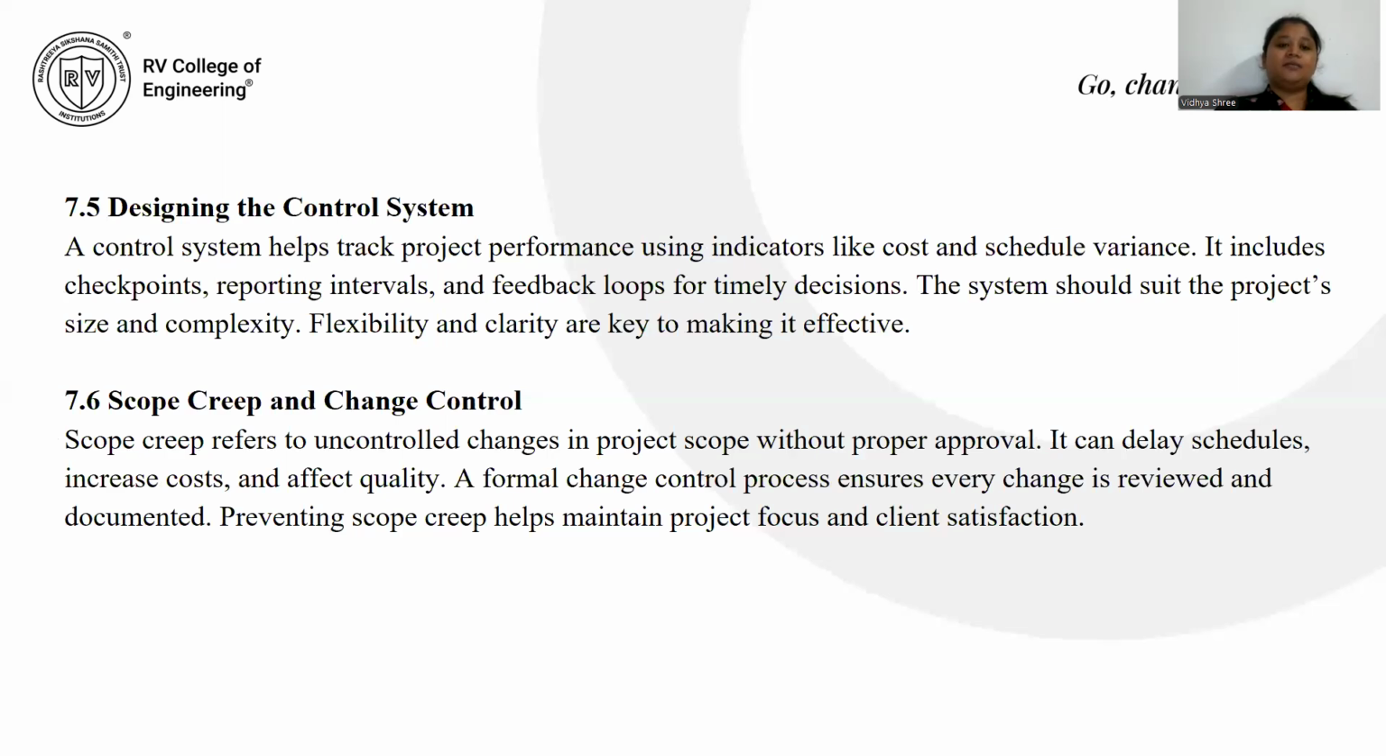Designing the control system helps to track project performance using indicators like cost and schedule variance. It includes checkpoints, reporting intervals, and feedback loops for timely decisions. The system should reflect the project size and complexity. Flexibility and clarity are key to making it effective.